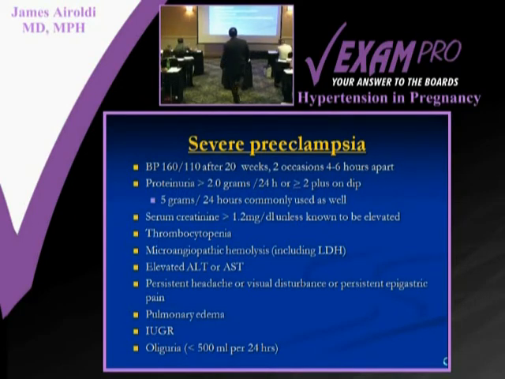160/110, 20 weeks, after 20 weeks, 2 occasions, 4 to 6 hours apart. Proteinuria, depending on who you read, 2 grams or 5 grams. I think in the national working papers, it was 2 grams. Most ACOG will say 5 grams. Either way, if you have 3 grams of protein, it's bad.